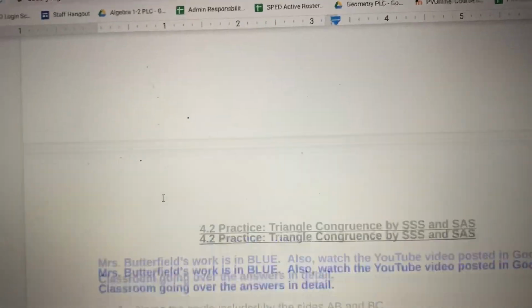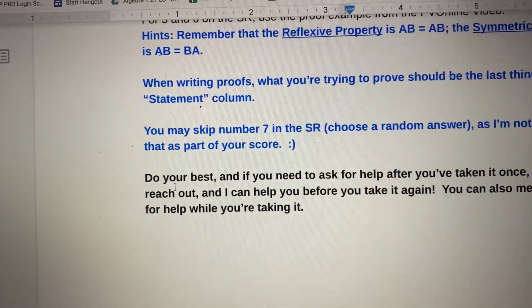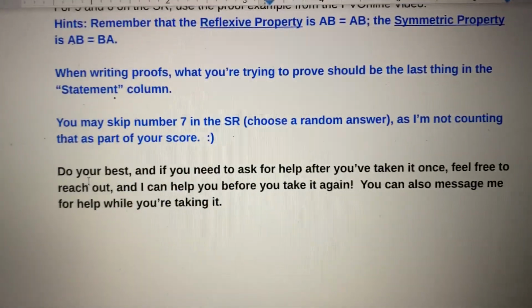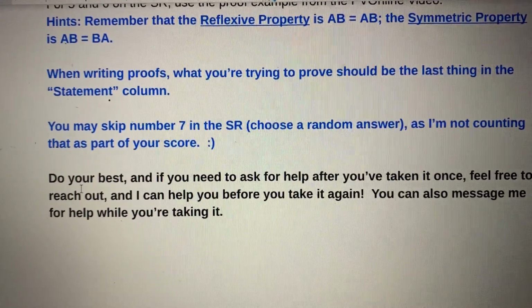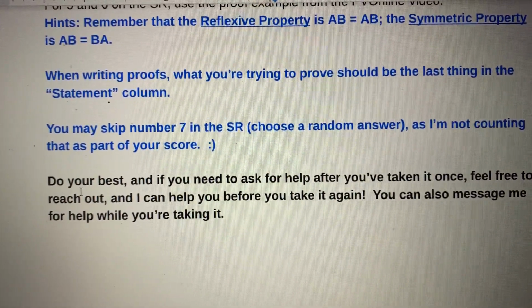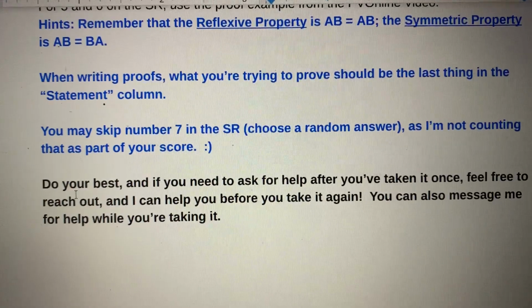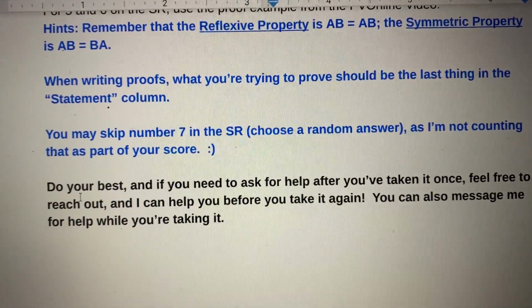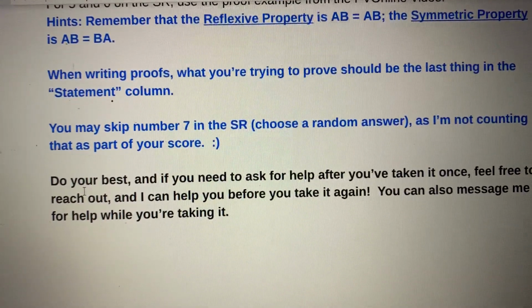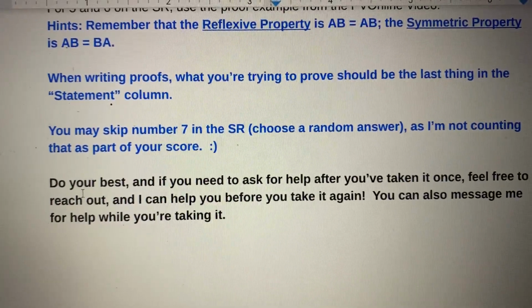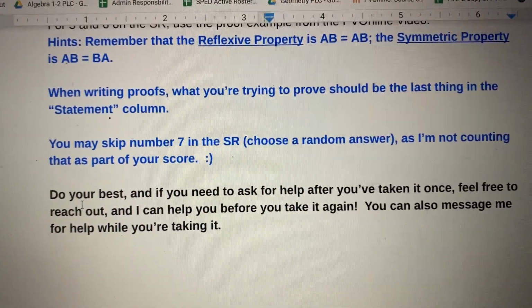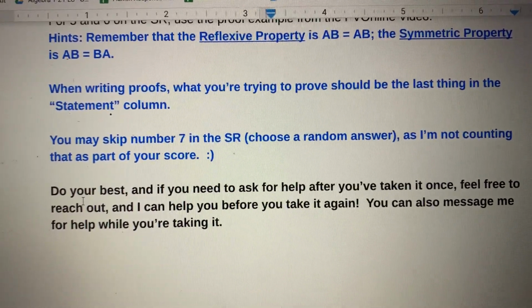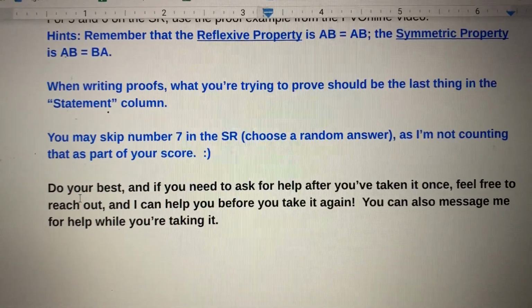We know that's the reflexive property. Okay, and then I am not having you do number 7 in the SR, so you can just choose a random answer for that one. I didn't want to go over that one, so I'm actually going to throw that out. So your SR will only be out of 6, which I change and I make it into out of 10. But just so you know, I'm kind of helping you out a little bit. So whatever score it tells you that you get on the SR when you take it, it'll be a little bit higher because I'm not counting number 7, okay?